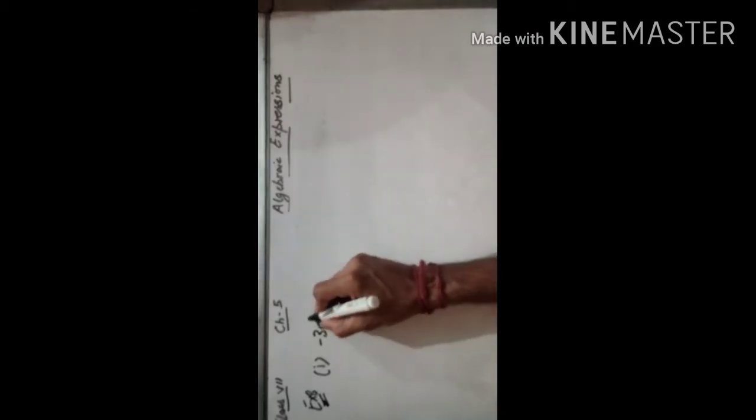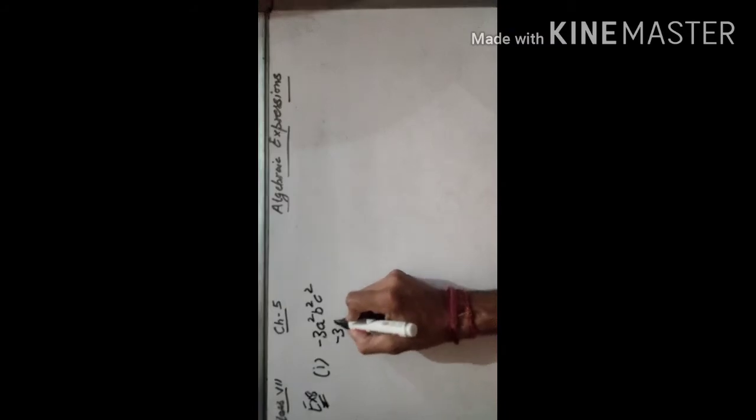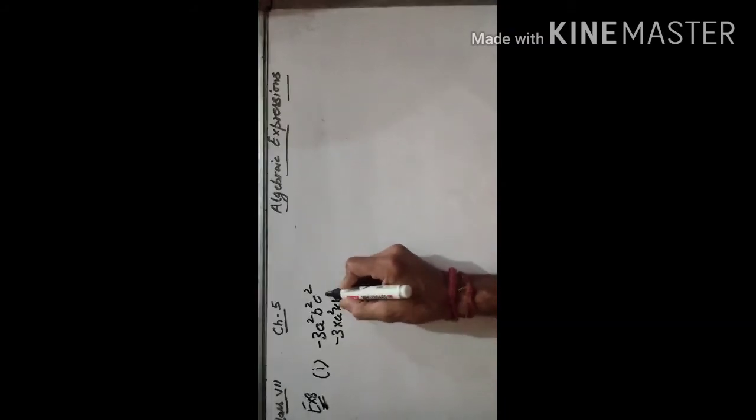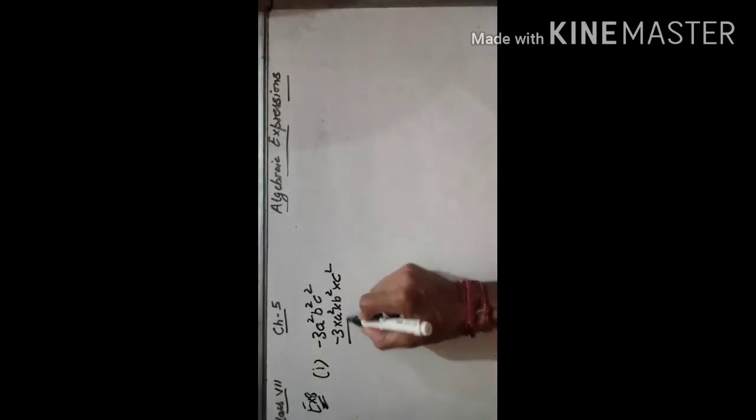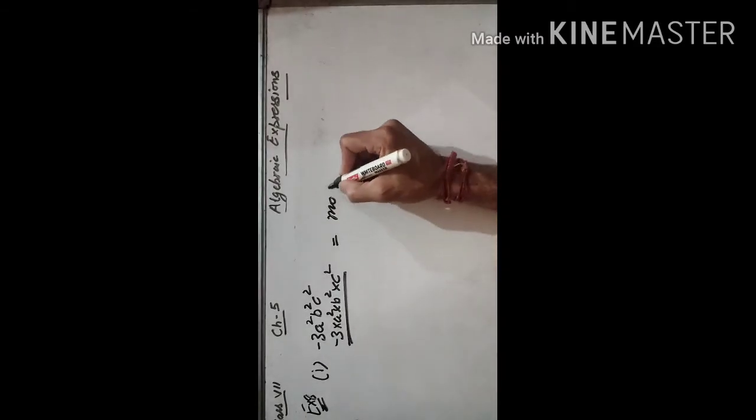Example number 8. Example 8 is: identify monomial, binomial, trinomial from the following algebraic expressions. First is minus 3a square b square c square. Now this is minus 3 into a square into b square into c square. When multiplication is there, then it is a single term. So it is a monomial.